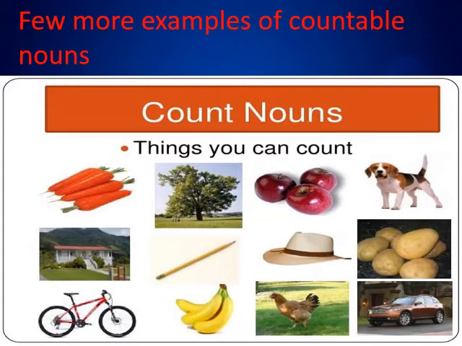Things which are in plural forms, more than one, are carrots. You can see 5 carrots here. Apples. There are 3 apples. Potatoes. There are 6 potatoes. Bananas. You can see 3 bananas in this slide. So, these are a few examples of countable nouns.